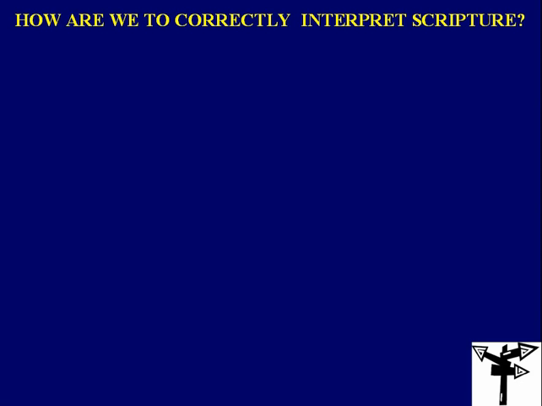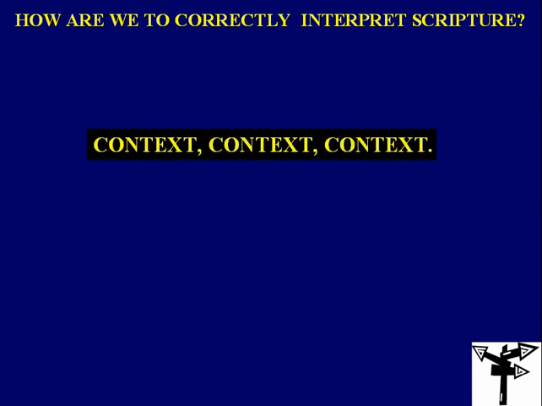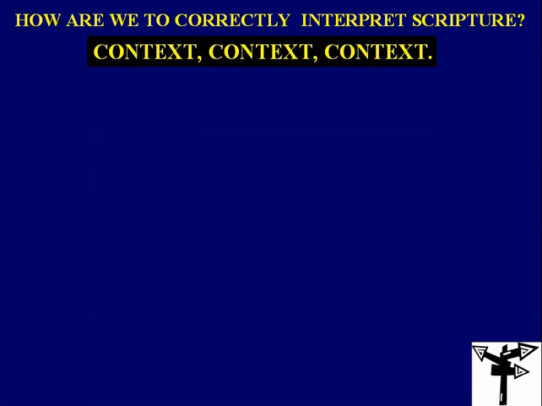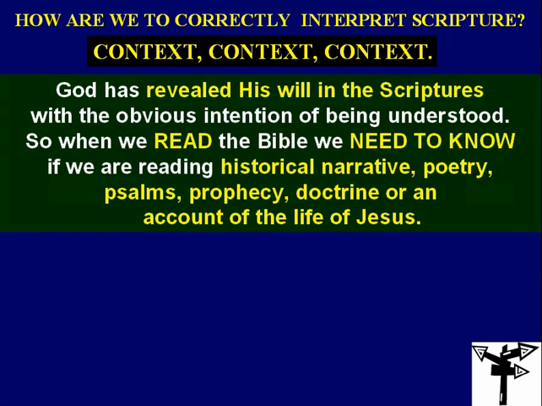Every word has a context of a sentence and within a paragraph. Every paragraph has a context within a chapter. Every chapter has a context within its book, and each book has a context within the overall scriptures, both Old and New Testament, that God has revealed, with the obvious intention of being understood.